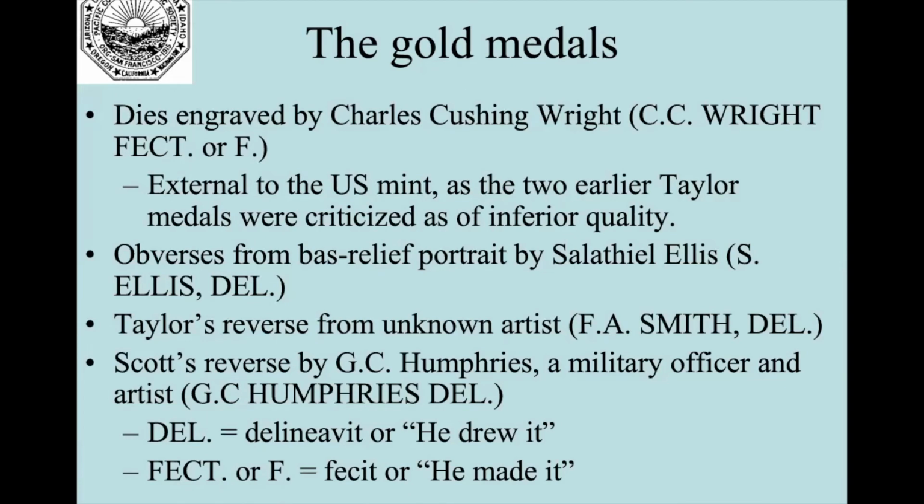As I mentioned, the dies were engraved by Charles Cushing Wright. Part of that for these two big gold medals was that it was external to the mint, because the other two that Taylor had been given were criticized as being rather boring, which they kind of are. The obverses were from a sculptor who did a bas-relief portrait of these two, Salathiel Ellis, and so his name is as DEL, or I'm not sure that's Latin. I can't say that either. Delineavit or something, or he drew it.